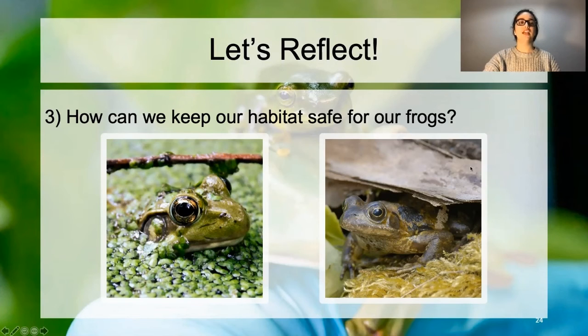And now we can look here at this frog who likes to be hiding. Some frogs like being underneath leaves. So in your backyard, maybe at home or in your front yard, you can keep some leaves on top of your grass and the little frog might like to hide underneath there to stay safe. You can think of all these different ideas. How can we keep our habitat safe for our frogs?